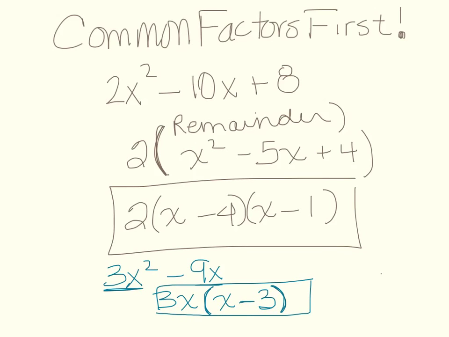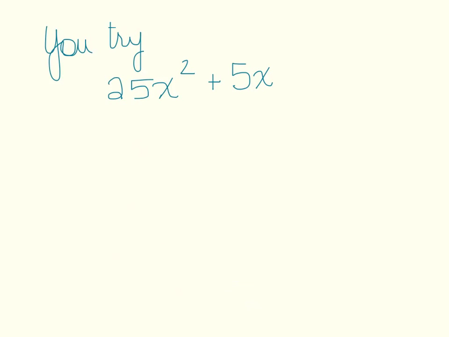Okay, let's talk about what happens when you factor out pretty much everything in a term. So I want to make sure we get that done. Why don't you go ahead and try this problem. It's 25x squared plus 5x, and see if you can factor this. Pause it if you want. I'm going to go ahead. They both have a 5 in them, and they both have an x in them.